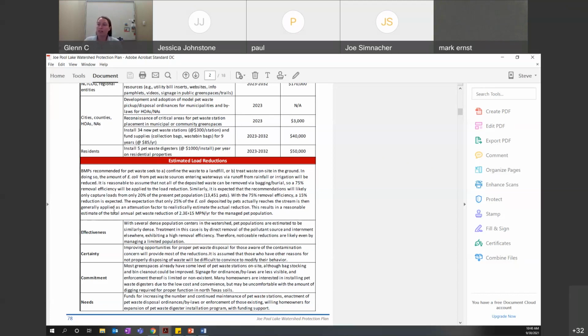So the results estimate that a total annual pet waste reduction of 2.3 times 10 to the 15th is feasible for that managed pet population.